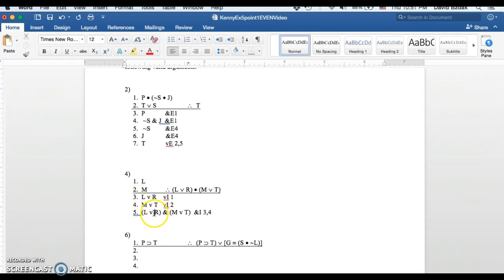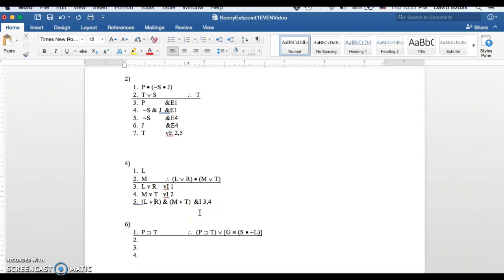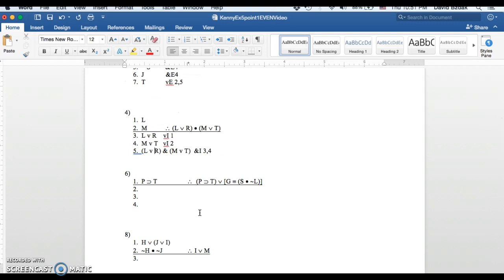So line 3 we got L or R, that's why the 3 there. Line 4 we've got M or T, that's why the 4 there. And this is the rule that we used. Okay. Now we go to number 6.